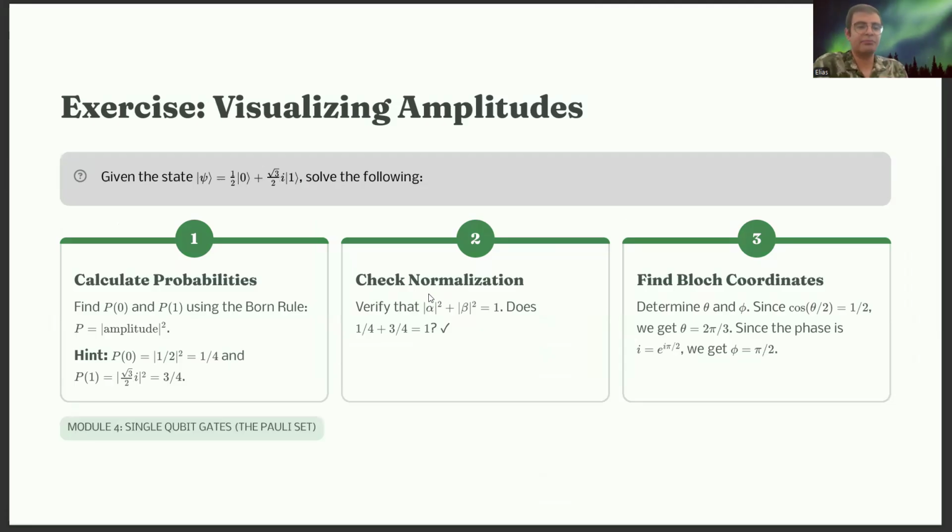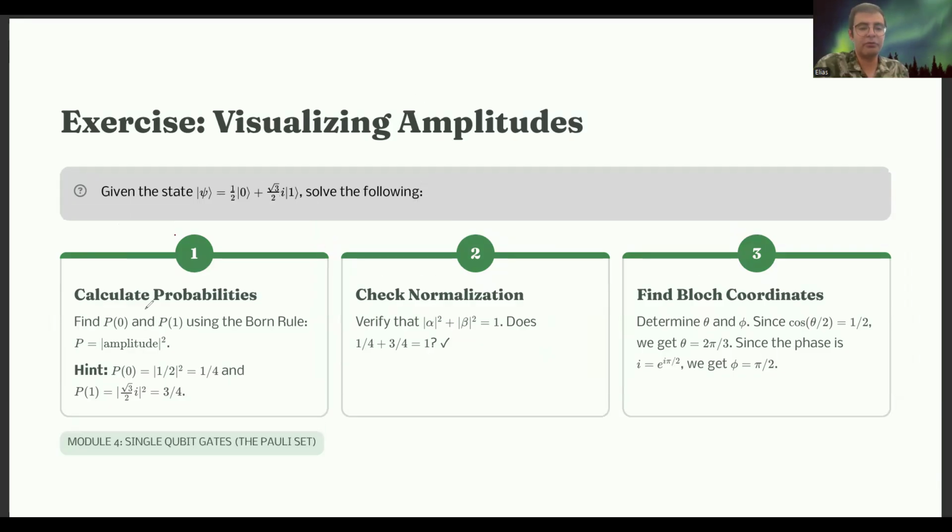Now, let's do one interesting example together. We have a state, and we want to solve 3 problems. First, we want to find the probability of 0 and 1 here. So this is alpha. Alpha is equal to 1 over 2. Now, the probability of 0 would be alpha squared, and that would be 1 over 4. And this is beta. So beta is equal to the square root of 3 divided by 2. So the probability of 1 is equal to beta squared, and that's going to be 3 over 4.